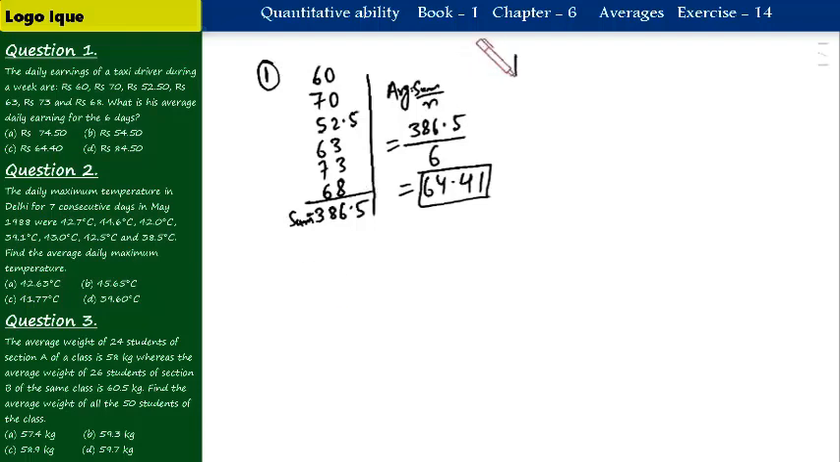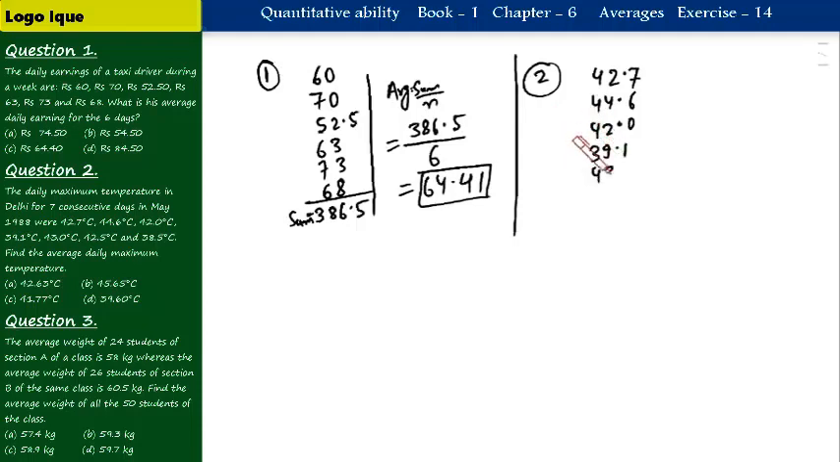Okay. Now let's take question number 2. Similar question almost. It says the daily maximum temperature in Delhi for 7 consecutive days in May 1988 were 42.7 degrees C. So we'll keep writing and add them. So 42.7 degrees centigrade, then 44.6, then 42.0, then 39.1, then 43.0, and then 42.5, and then 38.5. Alright, so you have to add them.